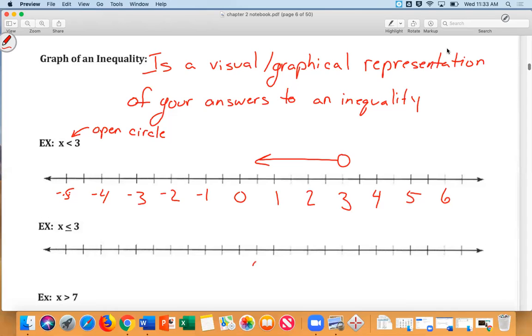All right, so Annie said put 0 in the middle. We're going to count 1, 2, 3, 4, 5, 6, -1, -2, -3, -4, -5. Okay? And now Kimmy just told me this time it's going to be a closed circle at 3. And now, Chucky, am I eating the x? No, so I shade to the left.